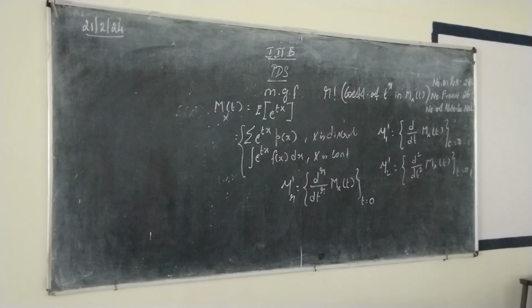Should we start the progress? Tell me what is the mu r dash formula? Differentiation formula: d power r by dt power r of Mx of t at t equal to 0. Or what is the other formula? R factorial into coefficient of t power r in Mx of t. Apart from this, you must know the MGF formula first. What is Mx of t? Discrete case: summation of e power tx into p of x. Continuous: integral of e power tx into f of x into dx.